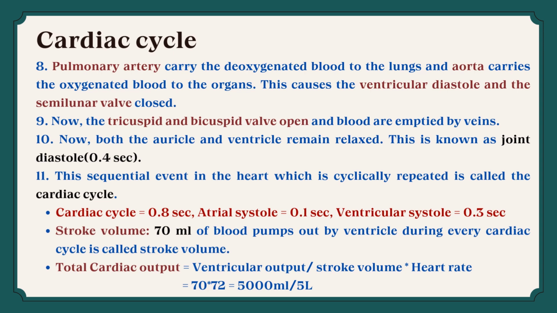Stroke volume: the volume of blood the ventricle pumps out during every cardiac cycle, 70 milliliters, is known as the stroke volume. Total cardiac output can be identified by multiplying the ventricular output, or stroke volume, by the heart rate, that is, 70 milliliters of blood times 72 beats per minute is about 5,000 milliliters, or we can say 5 liters.